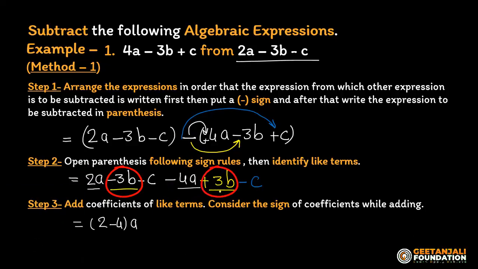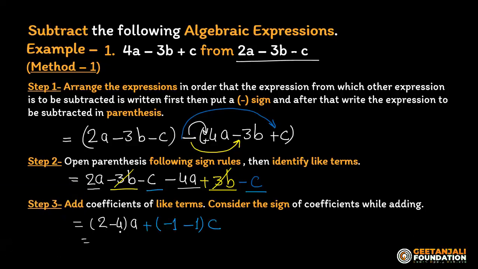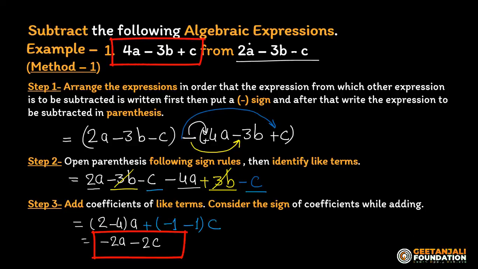You have already seen that if the coefficients are equal but different in sign, we can cancel them. We have cancelled here. Now the next pair is minus c and minus c. So I'll write plus, its coefficient is minus 1 and its coefficient is minus 1. So I have written c. Now finally, after simplifying, I'll get 2 minus 4 is minus 2, minus 2a, minus 1 minus 1 is minus 2c. So this is our answer when we subtract this expression from the given expression.